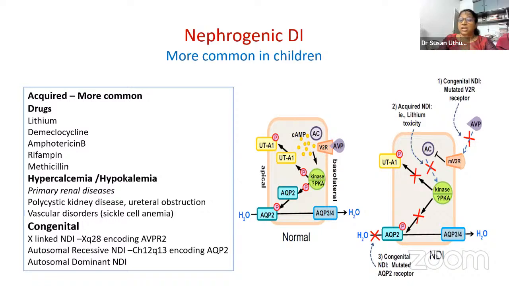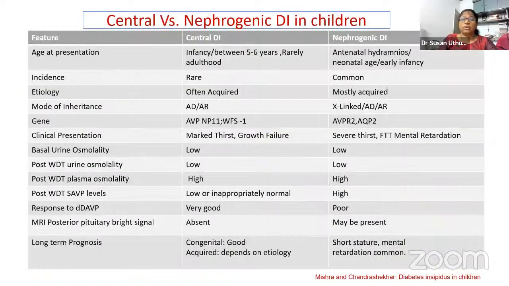Each step is important, and each step can be affected with various drugs or genetic disorders. Considering the clinical presentation and the age at presentation in both central and nephrogenic DI, in nephrogenic DI there can be a history of antenatal hydramnios. The baby may present in the neonatal age group itself or in early infancy, whereas central DI can present in infancy or between 5 to 6 years. Rarely they may present in adulthood.